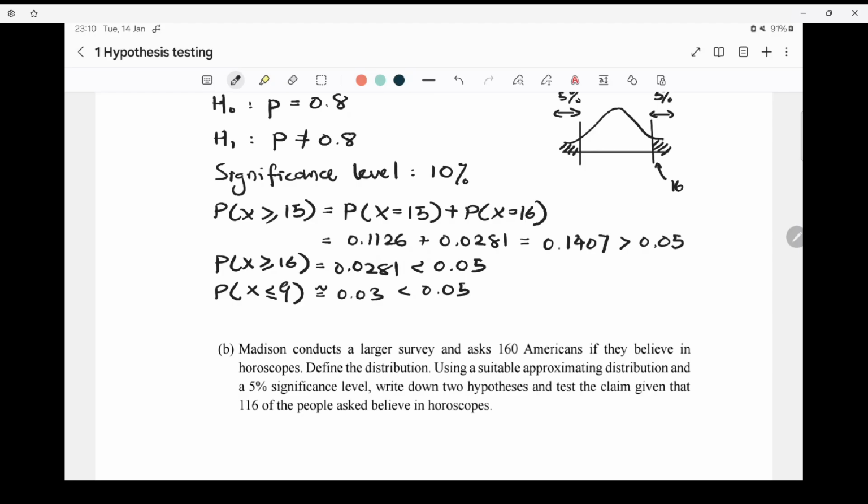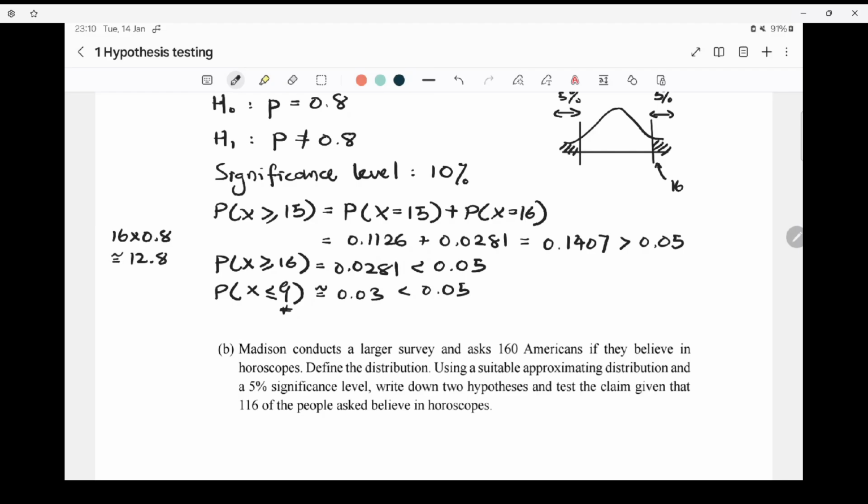So the way I do this is quite simple. Basically, you just test P(X) equals to. Okay, so how do I get the rough estimate of this number? First you find the mean, n times p. So n is 16, p is 0.8. So this is around 12.8.